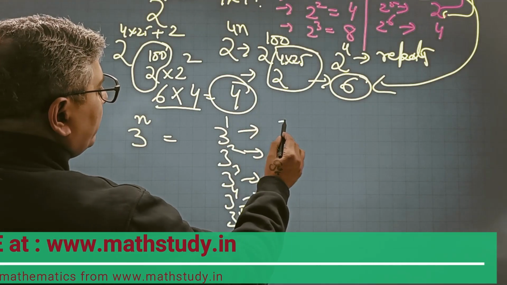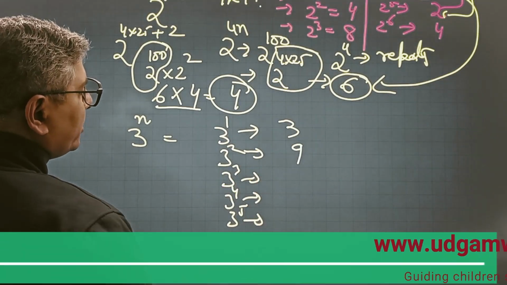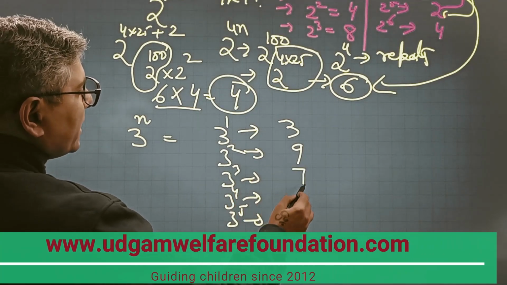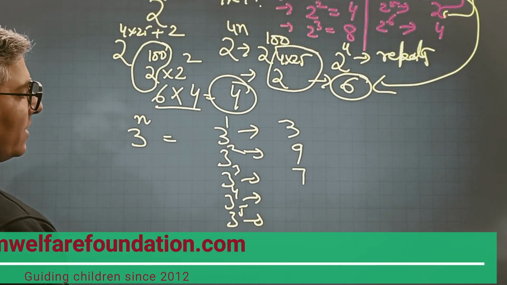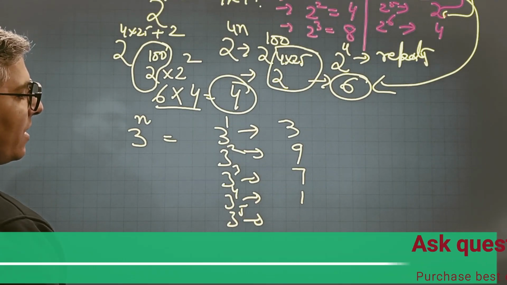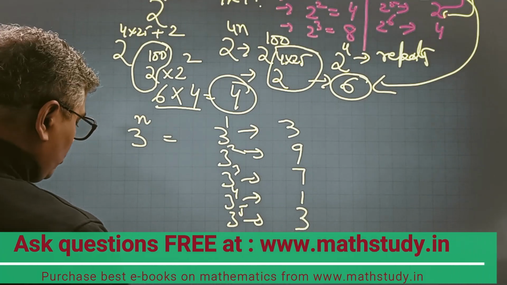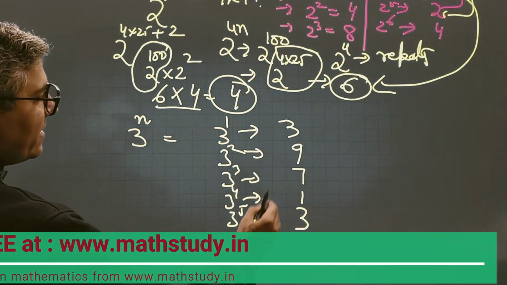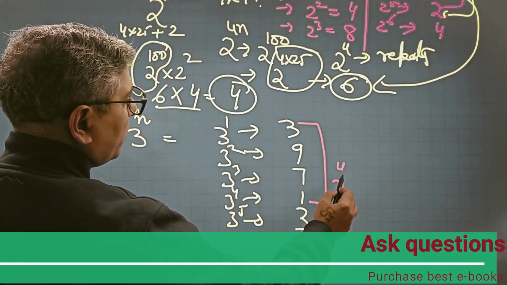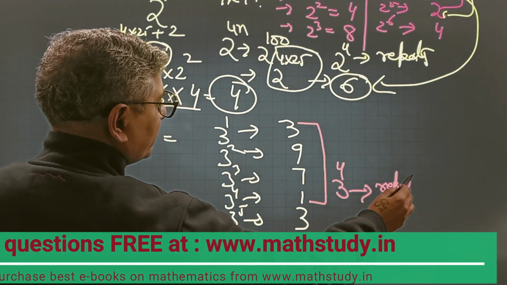3 raised to the power 1 will give you 3 at the unit place, 3 raised to the power 2 will give you 9 at the unit place, and 3 raised to the power 3 will give you 7 at the unit place. Then 3 raised to the power 4 will give you 1 at the unit place. Then again 3 raised to the power 5 will give you 3 at the unit place. So here we can easily see that after 3 raised to the power 4, the pattern is repeating here. Very interesting.